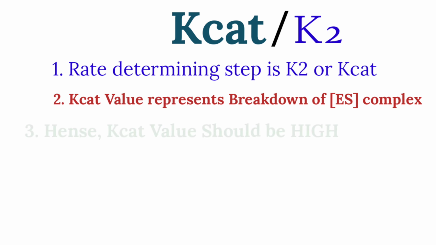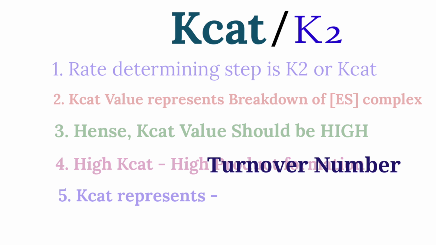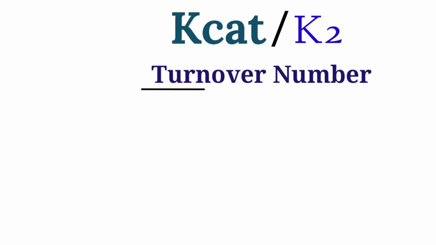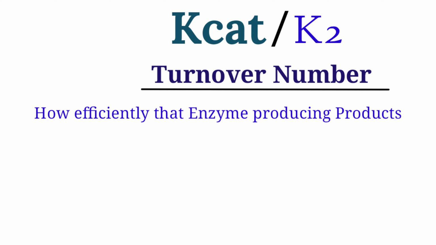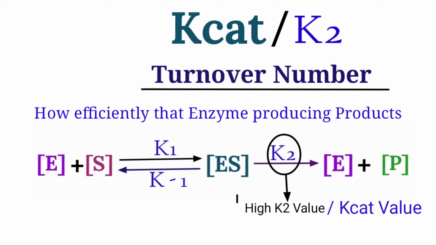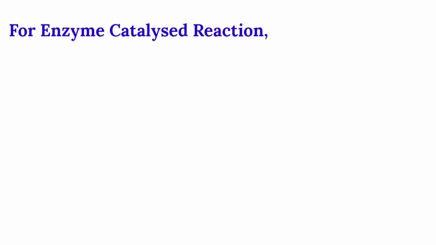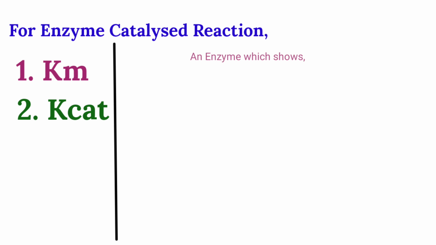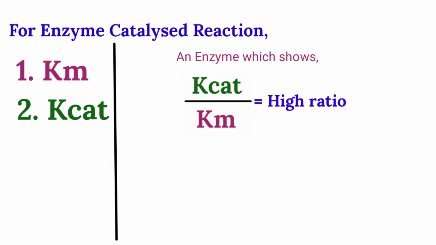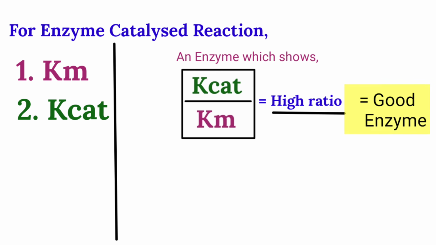Kcat value should be high in order to achieve more product formation. So it is an expression of turnover number. What is turnover number? The turnover number indicates how efficiently that enzyme produces that product. So a high K2 value or high Kcat value means a more efficient enzyme. So we have two terms here. First we have seen Km and second we have seen Kcat. An enzyme which shows a high ratio of Kcat by Km, the high ratio means a good enzyme.